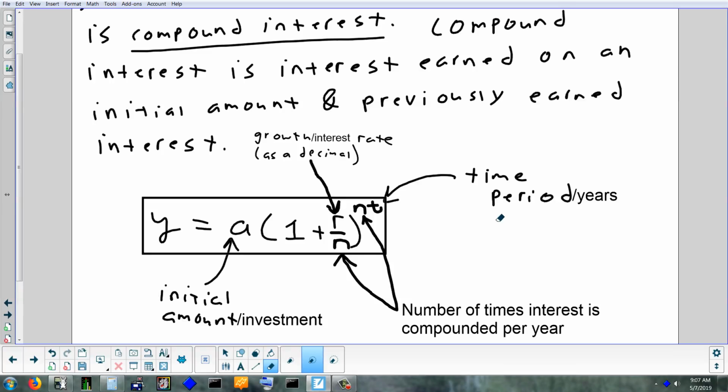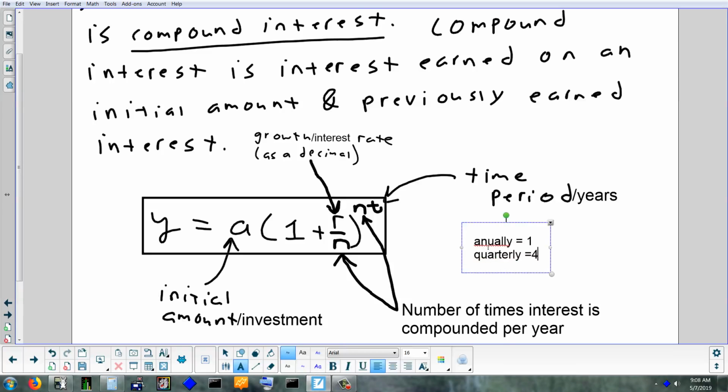Divided by the number of times interest is compounded per year. If it's annually, it's 1 time a year. Semi-annually, twice a year. Quarterly, 4 times a year. You just have to pay attention to what word it's giving you in the problem. A lot of times we're probably going to have you do it annually. If it's daily, it's going to be 365.